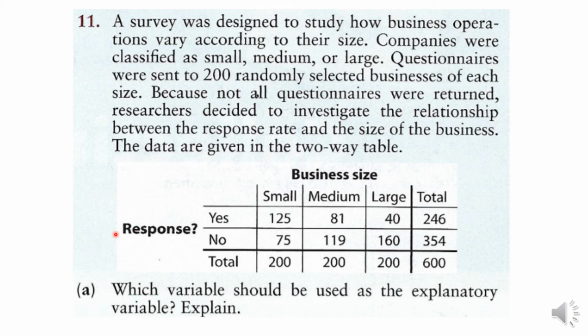All right, so let's talk about why whether or not they responded cannot be the explanatory variable. What that would mean, let's first take a look at this. They sent out 200 questionnaires to small businesses, to medium-sized businesses, and to large businesses. So they sent out the same amount to small, medium, and large. Now we can see just by looking at it that the large businesses had the lowest response rate.